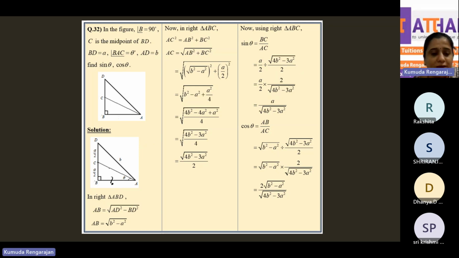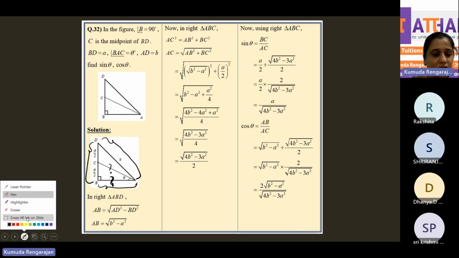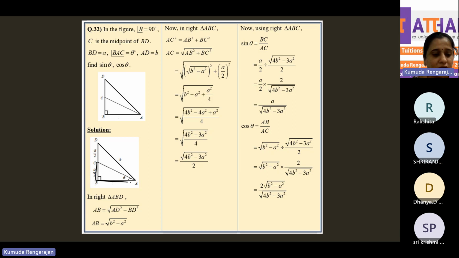We have to find this one and this one. This one we'll find using the whole right triangle because BD is known, AD is known. Using Pythagoras theorem, you can find AB. After finding this one, take the small right triangle. We have found this now. Now using this one and Pythagoras theorem, you can find AC in the small right triangle. So that's what I've worked here. And then you can find the ratios. All right.